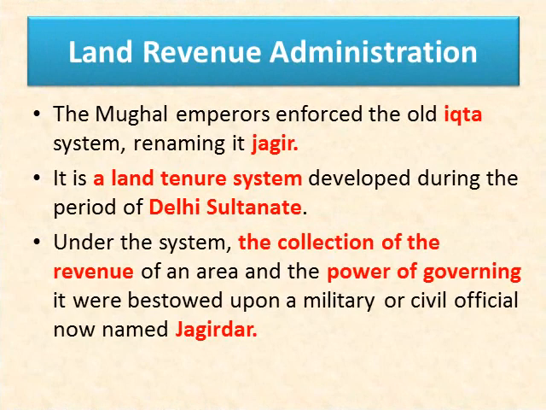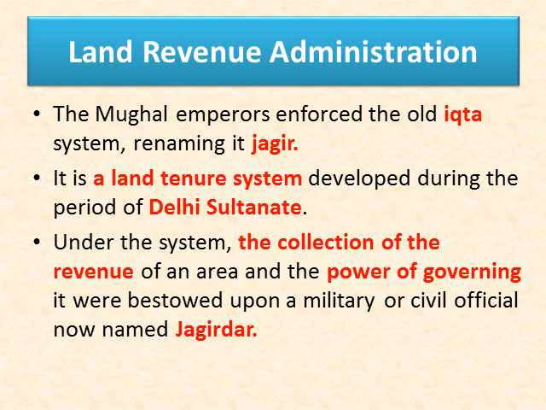Dear children, it is time for us to learn about the Ikta system. Children, lands were called Ikta and the holder was called Iktadar or Mukti. The duty of the Iktadars was to maintain law and order and lead military campaigns, collect the revenues of their assignments as salary and pay the soldiers. And the Mughal emperors enforced the old Ikta system, renaming it as Jagir. It is a land tenure system developed during the period of Delhi Sultanate. We had already studied this.